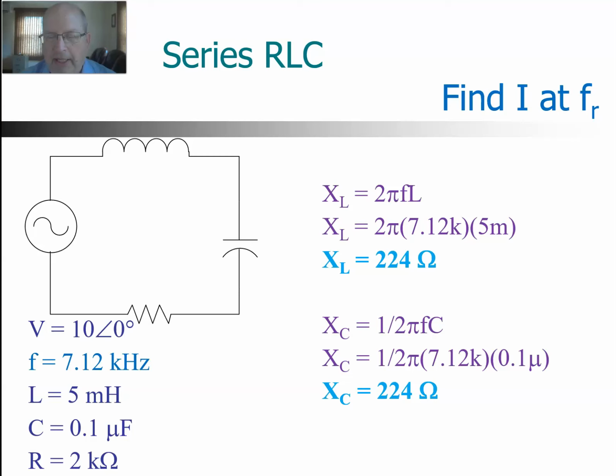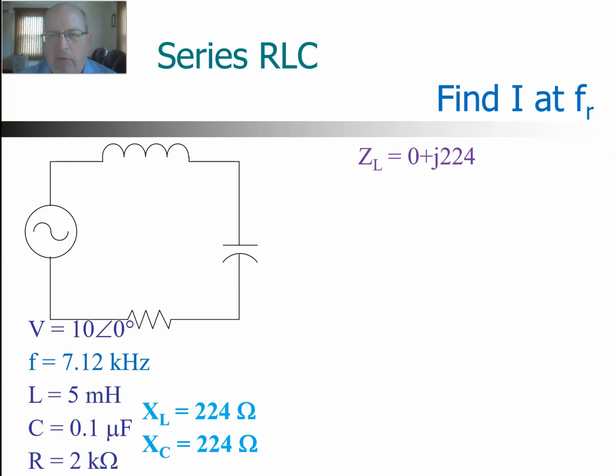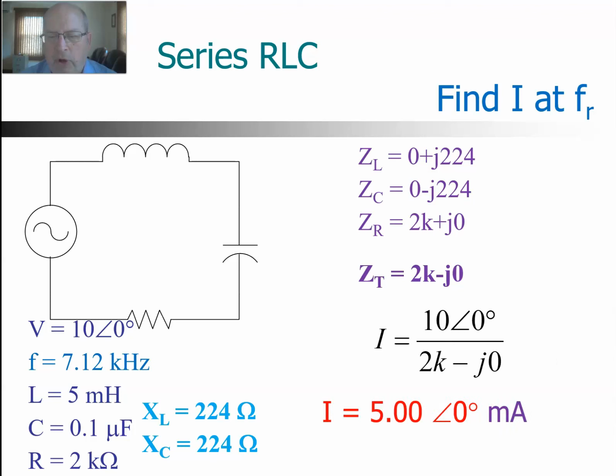Remember, that's the idea of resonance. The magnitude of both X_L and X_C will be the same value. So what happens now when we add the Z's is that X_L and X_C cancel out, and we're left with just the resistance of 2K. So the total Z is 2K minus j0. So our current is 5 milliamps at an angle of 0 at resonance.